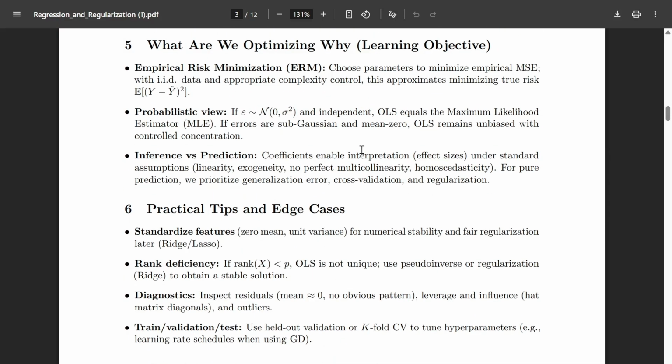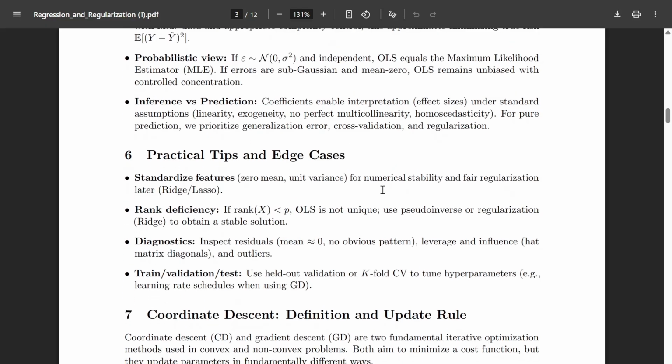Coefficient level interpretation under standard assumptions, and for pure prediction we prioritize generalization error, cross validation, and regularization. That is for pure prediction, and I just explained what generalization error is. At the end of the day, you want your model to work on test data. Just by making your model work on training data, you have done only half the job. You need to make sure that your model works well on the test data, and that is where generalization risk comes into play.